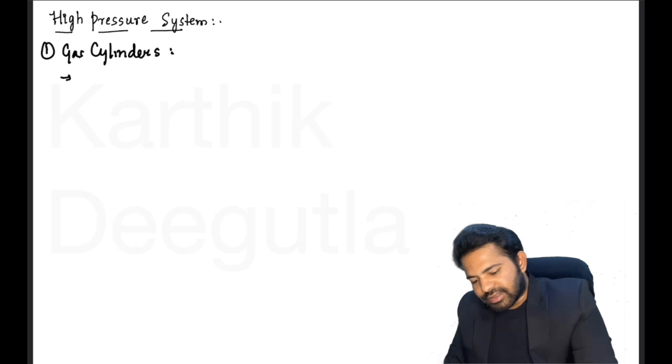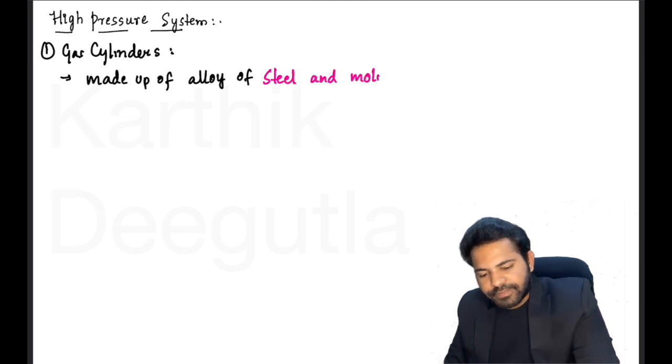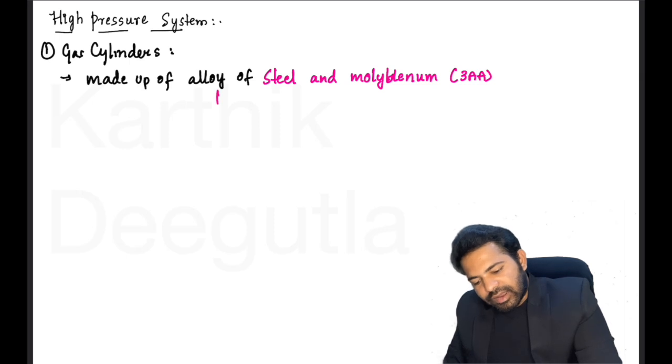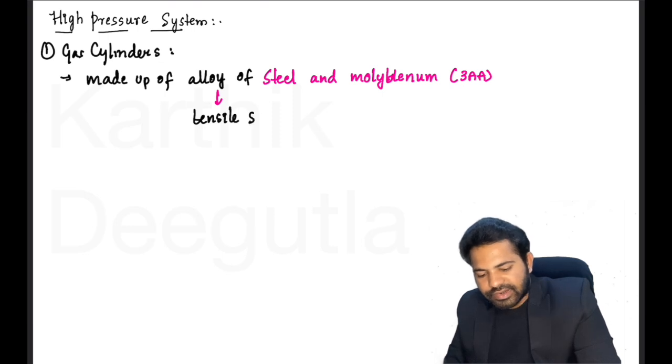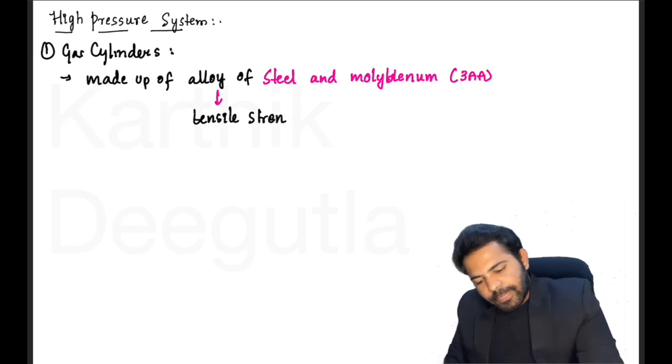So in the gas cylinders, the first thing we have to know is that they are made up of an alloy of steel and molybdenum. They have a 3AA marking. This alloy will give it tensile strength, and it will also decrease the weight of the cylinder.